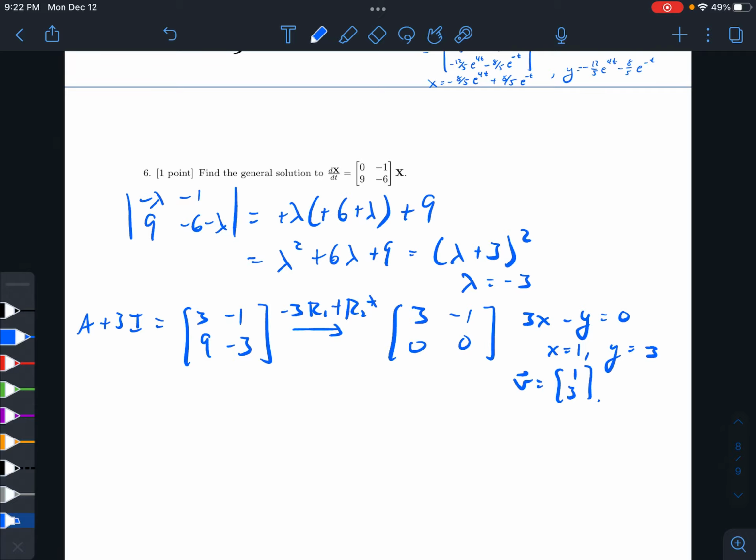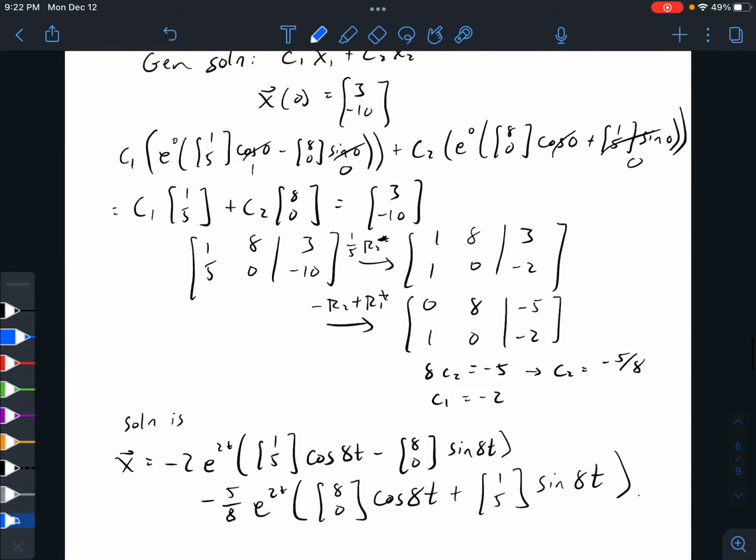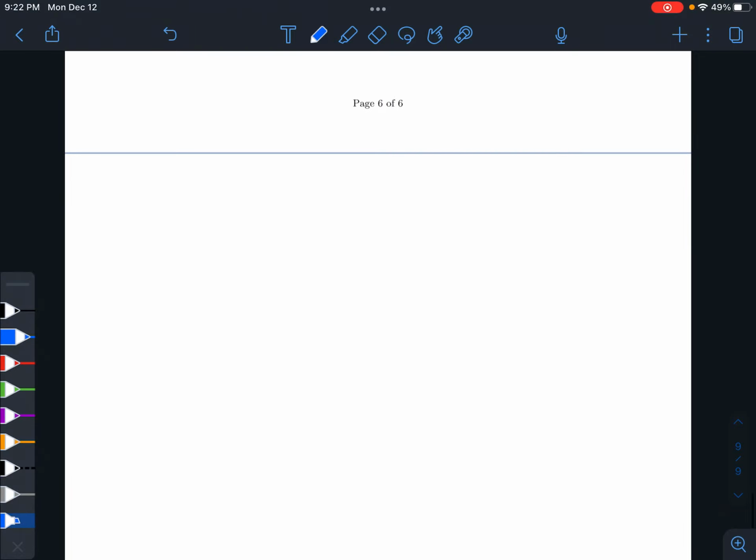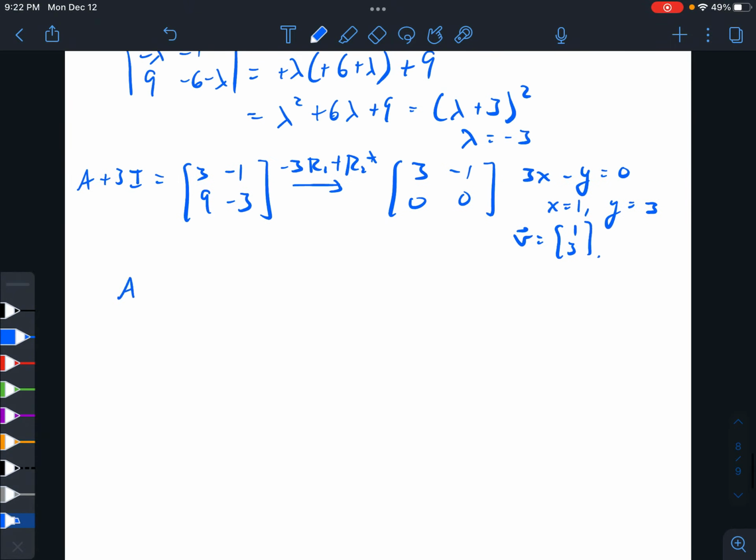Okay. So what do we do from here? If you're not sure, if you're stuck, there's some helpful symbols up here. So this is where you're going to want to use this information. So your second solution is going to be given by x equals e to the lambda t times (tv plus u), where this u is an unknown. What is the u? Well, it has to satisfy this equation right here: A minus lambda I times u is equal to v. So we need to find u by solving that equation.